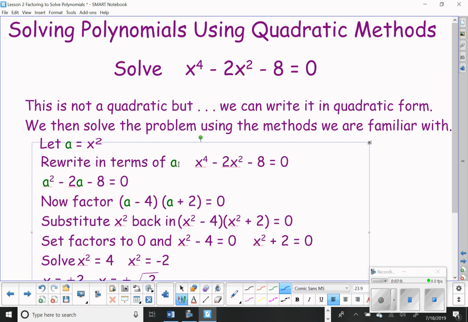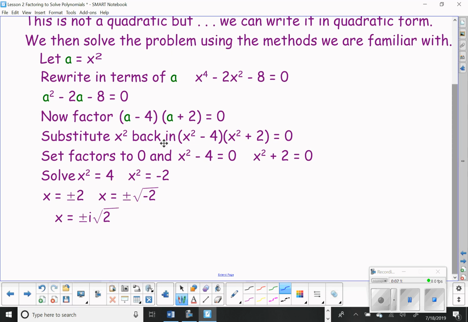Sorry, I meant to do this. In terms of a, the x to the fourth minus 2x squared minus 8. Here it is. Factor it. Then you can replace the a at any point. You can replace the a with x at the end or here right after you've got it factored. Your choice. You do have to identify, okay, real solutions and imaginary solutions.